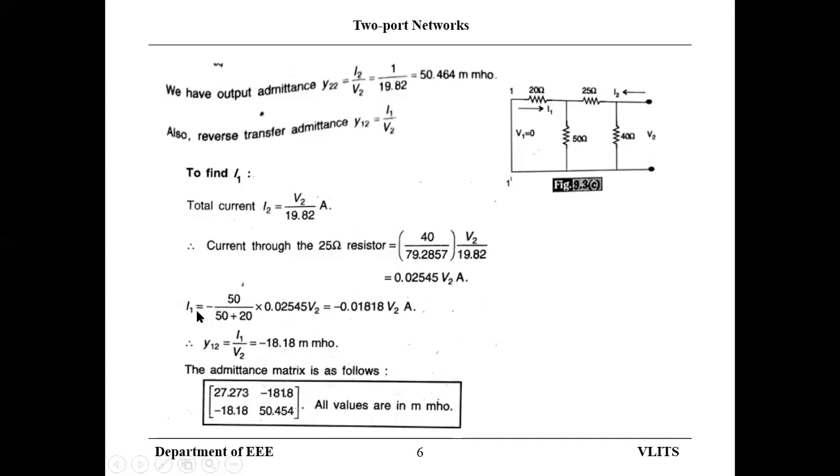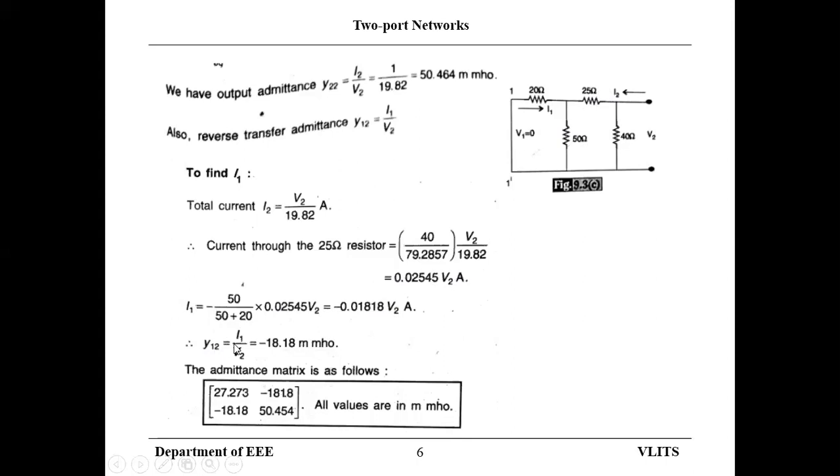Then here I1 is equal to, because both of the directions are opposite, that's why we have taken the minus sign. The R2 is 50, and into 50 into the current flowing through this one. Now this is 25 ohms, that is 0.22545 into V2. So the same equation we have substituted, then you get I1 is equal to minus 0.01818 into V2.